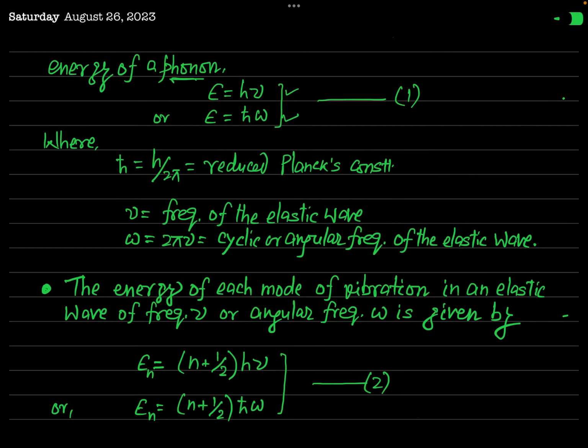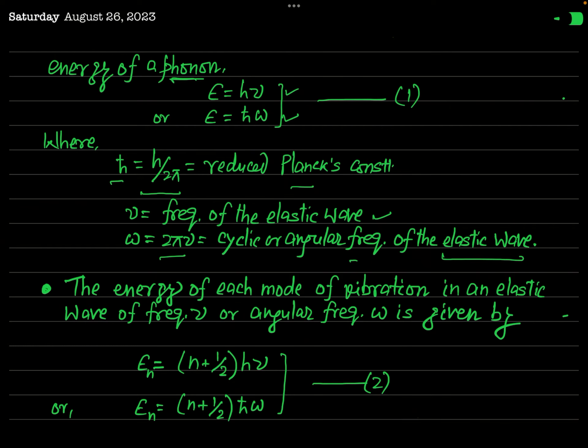I have mentioned it here. You can see that h bar is equal to h over 2 pi, which is called the reduced Planck's constant. Nu is the frequency of the elastic wave, and omega, which is equal to 2 pi nu, is the cyclic or angular frequency of the elastic wave.